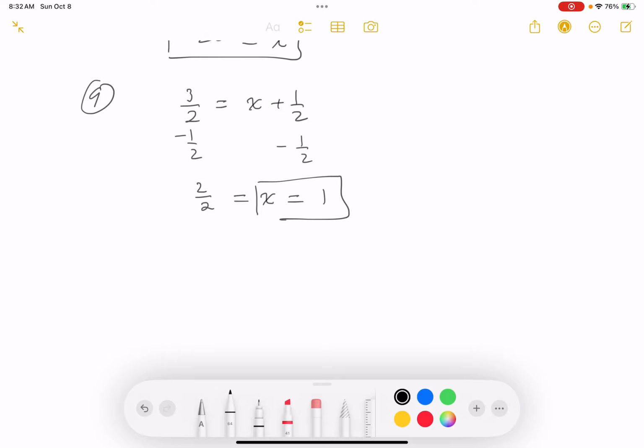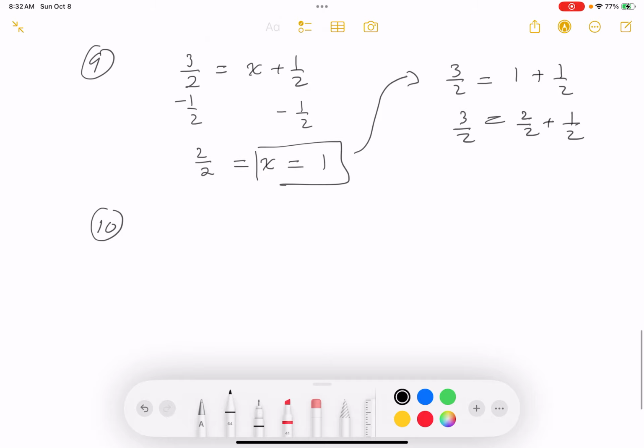I want to check it for you, and this is going to be 3/2 equals 1 plus 1/2. Well, 3/2, 1 is 2 over 2, and 2 over 2 plus 1/2 is 3/2. All right, let's go to problem number 10.